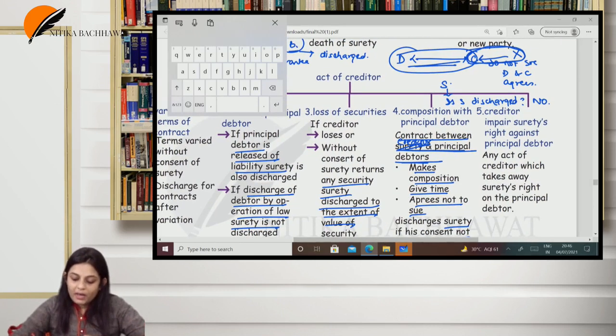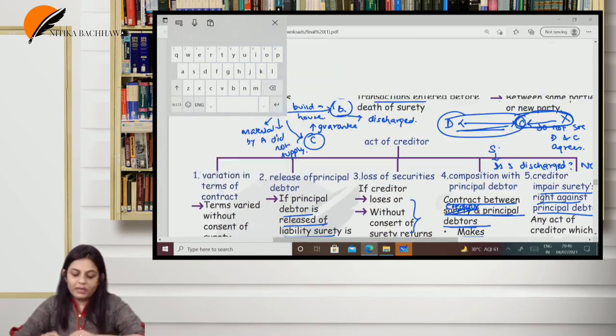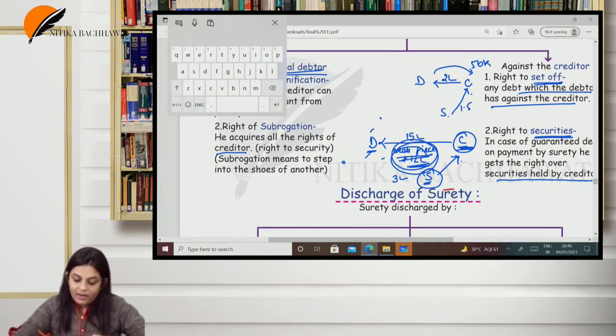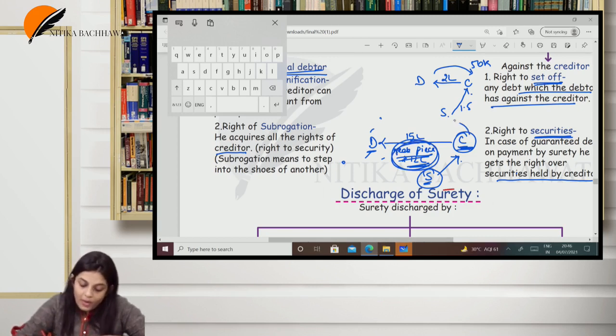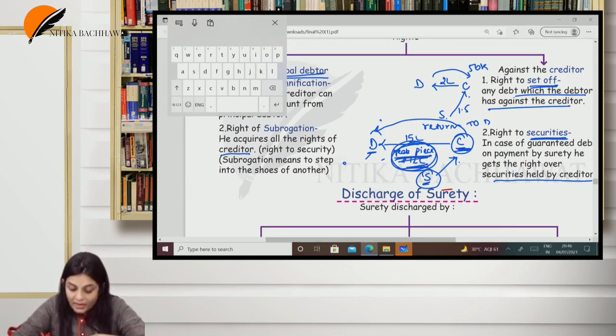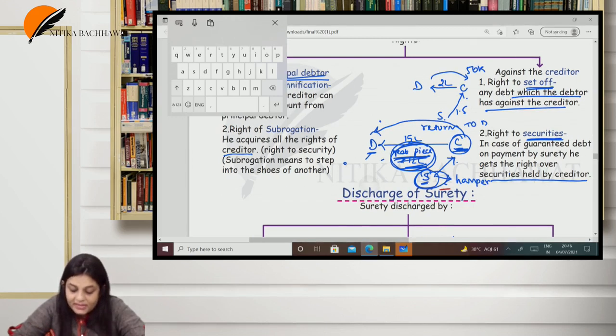And the last one: the creditor impairs the surety's rights against the principal debtor. This is the same as this one only. Let us say he had taken the neck piece. So can I say that when S makes the payment, he has a right over this neck piece? Yes or no? Now what C does is return this neck piece to D. So S had a right over this neck piece, but when C returns the neck piece to D, can we say he is affecting or hampering the right of S over it?